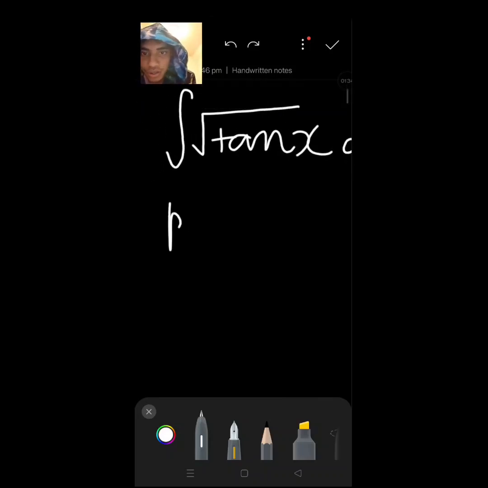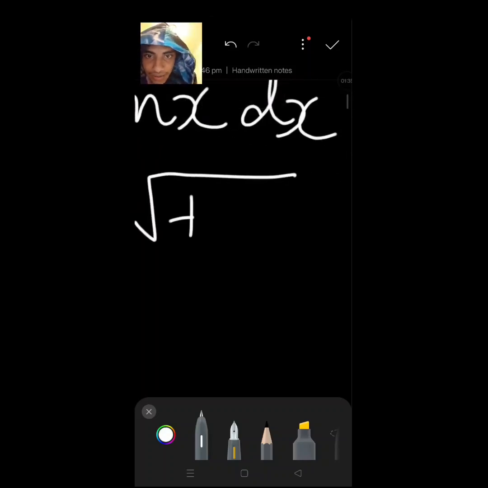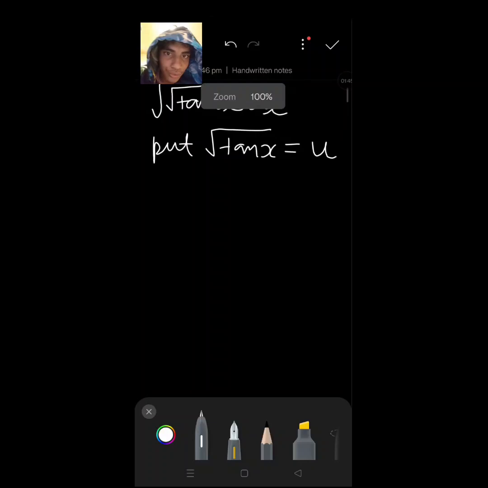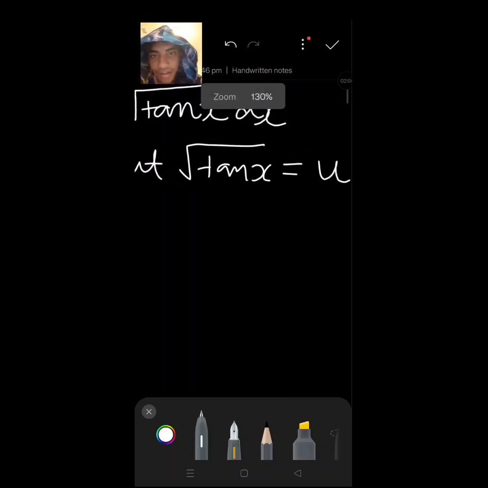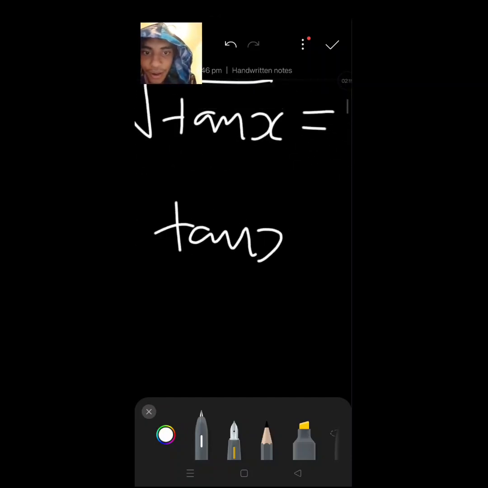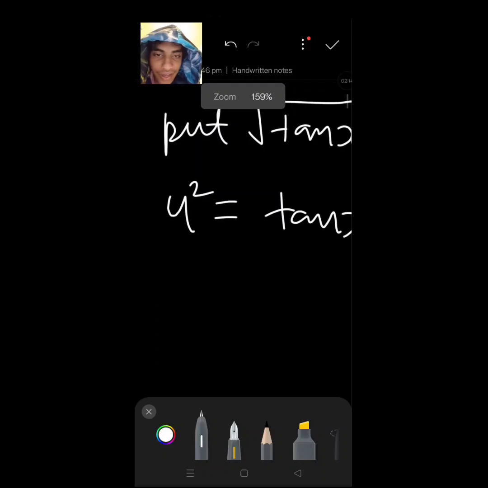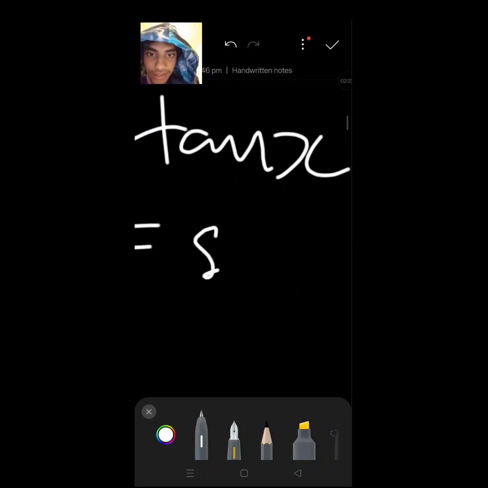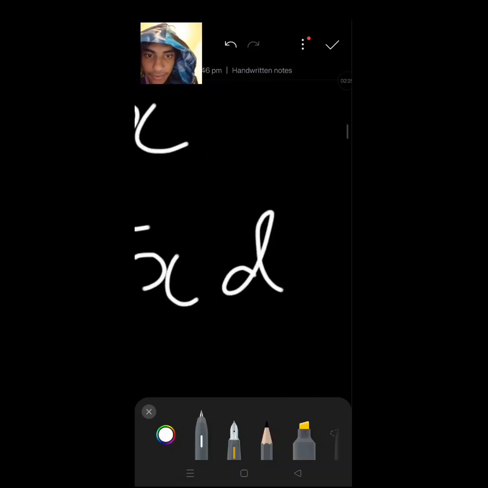Let's start with substitution. Let's put root of tangent x, root of tangent x is u. So now we have to find du, but we have root of tangent x as our function. Now if I say, okay, find the derivative of tangent x, you'll directly say secant square x. So instead of doing du, let's do 2u du, right? Because let's also find the derivative of this, by squaring this. So this becomes u squared, which is equal to tangent x. And now, just like I said, 2u du, because we are finding the derivative of both sides. So it becomes 2u du equals secant square x with respect to x again.